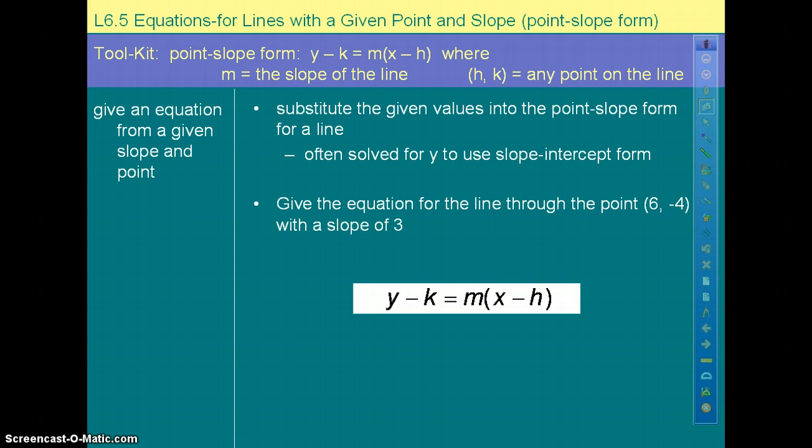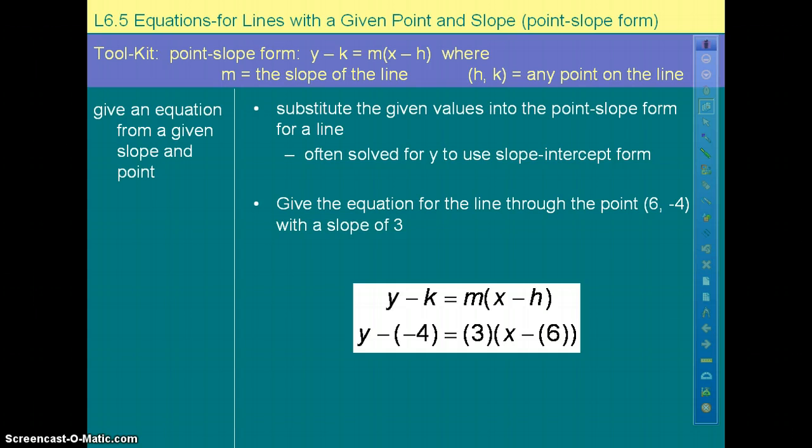We write out the point-slope form. That format again is y minus k equals m times the quantity x minus h, where k is your given y coordinate, m is your given slope, and h is your given x coordinate. So we'll substitute in those known coordinates and slope. Here we come up with y minus -4 equals 3 times the quantity x minus 6. I'm just using some parentheses here for substituting purposes to make sure that none of my negatives get lost.